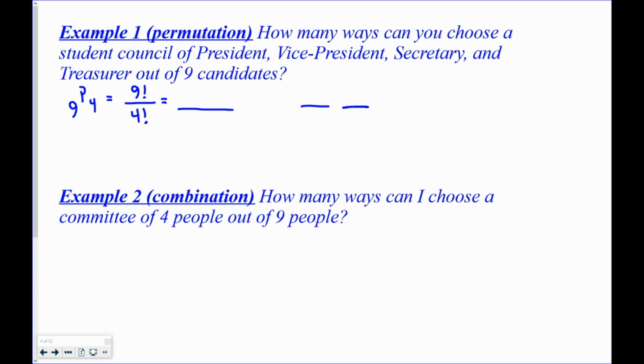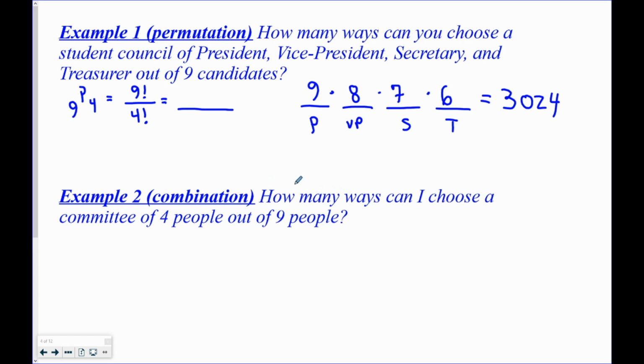Or you can do it this way, where you say, I need a president, I need a VP, I need a secretary, I need a treasurer. I've got 9 options over here, 8 options over here, 7 options over here, and then 6 options over here. You can write it out. In either case, you'll get 3,024. Let's take a look at the combination question. Very similar, but notice the one key difference.